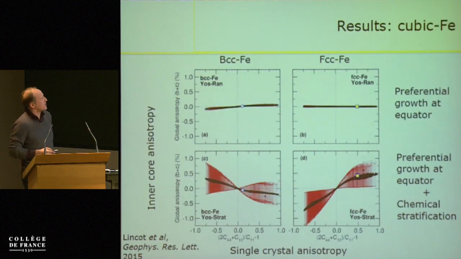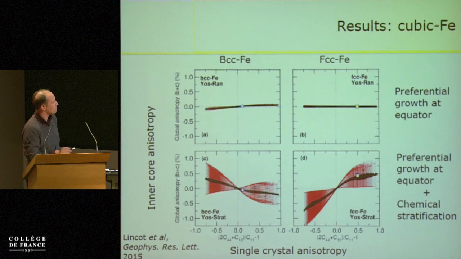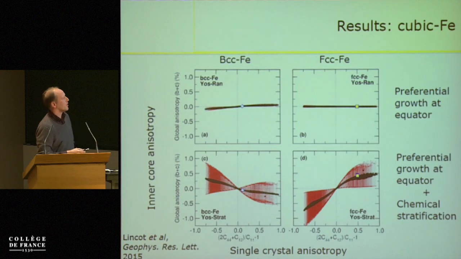And this is what we got for cubic iron. This is the global inner core anisotropy as a function of single crystal anisotropy. This is BCC iron, and this is a model with the pure Yoshida model, with the inner core crystallizing faster at the equator. This is the Yoshida model with the extension of chemical stratification, which makes a lot more flow, and same for FCC. You want 3%. With this Yoshida model, you don't get anything.